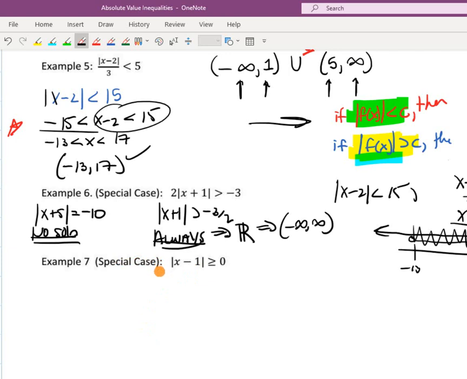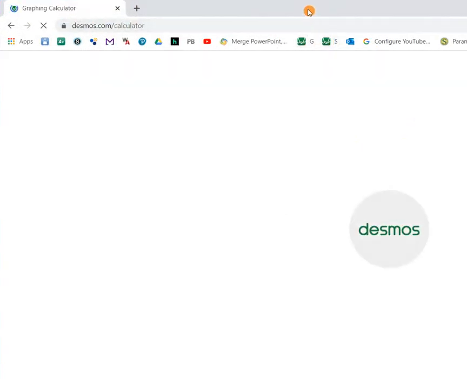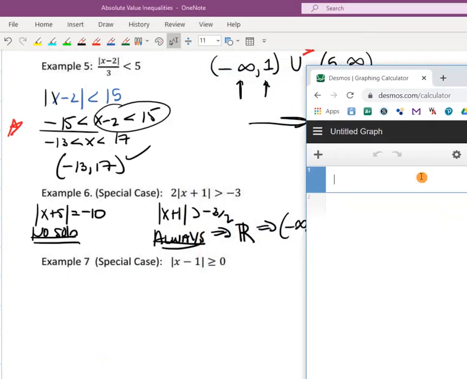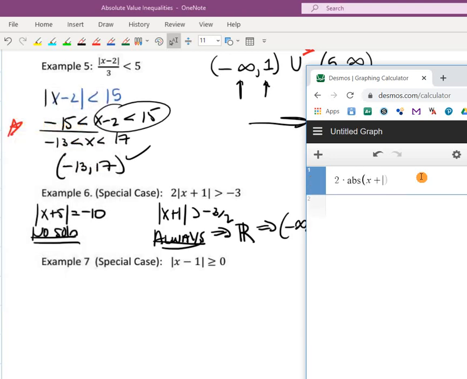Okay. Here's another situation. I've always talked about graphing this stuff. Let's take a look at the graph here. If we go 2 times the absolute value of x plus 1, and then I have negative 3 as my y value, or my right-hand side, the question is, how often is 2 times the absolute value of x plus 1 greater than or above negative 3? Well, that red one is always above negative 3. That's why it's all real solutions.